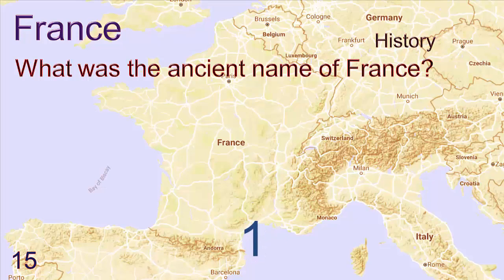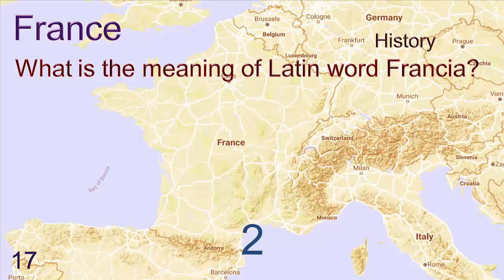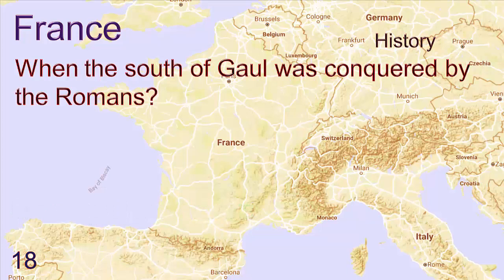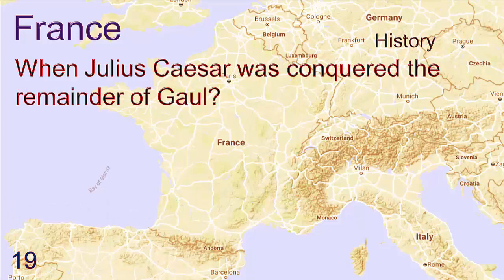What was the ancient name of France? Gaul. The name France comes from which word? Francia. What is the meaning of the Latin word Francia? Country of the Franks. When was the south of Gaul conquered by the Romans? Around 125 BC. When did Julius Caesar conquer the remainder of Gaul? In 52 BC.